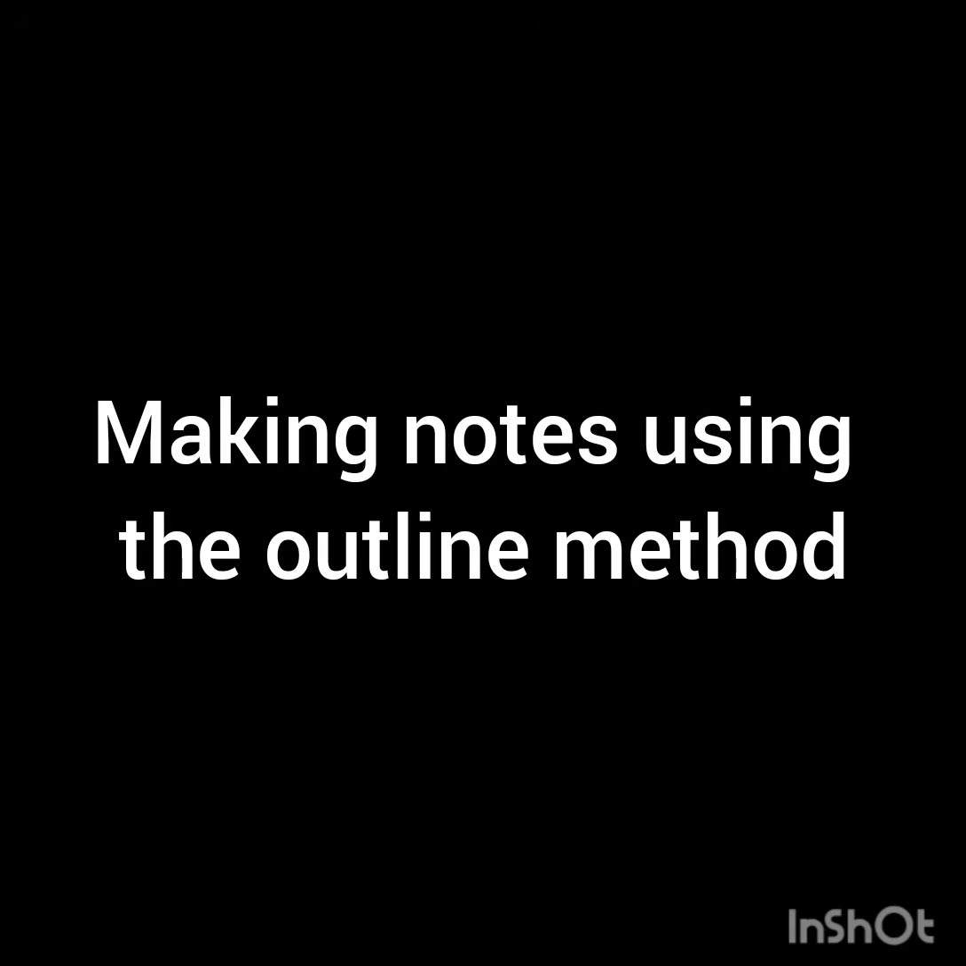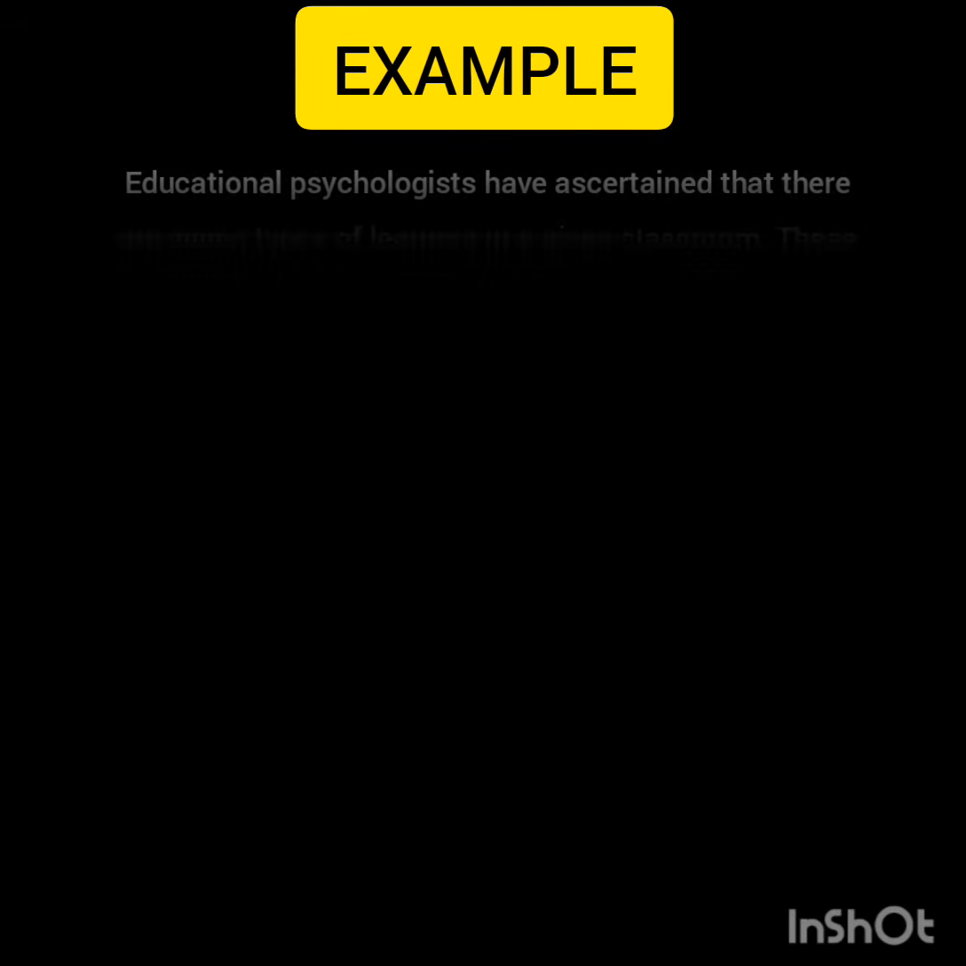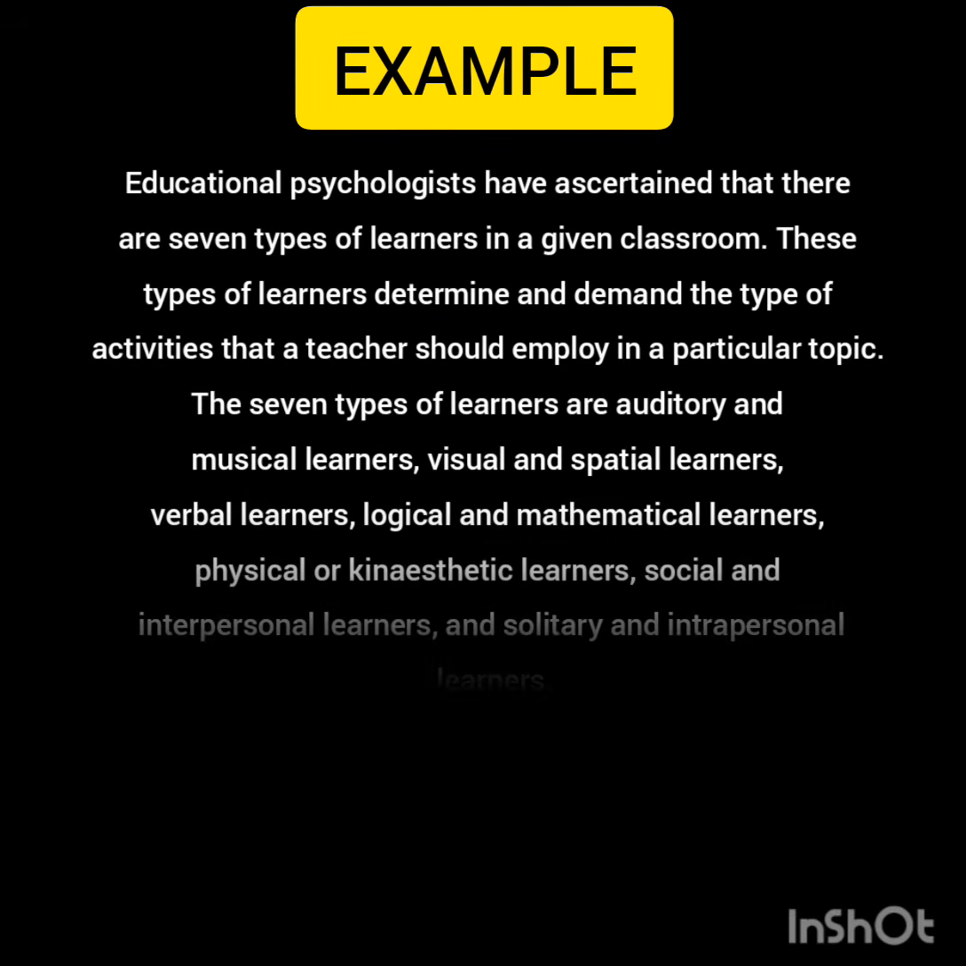Here is an example of how you can make notes using the outline method. Educational psychologists have ascertained that there are 7 types of learners in a given classroom. These types of learners determine and demand the type of activities that a teacher should employ in a particular topic. The 7 types of learners are auditory and musical learners, visual and spatial learners, verbal learners, logical and mathematical learners, physical or kinesthetic learners, social and interpersonal learners, and solitary and intrapersonal learners.